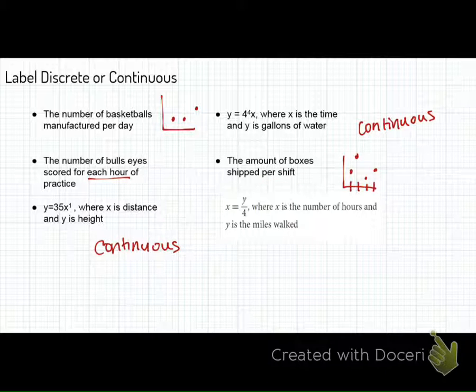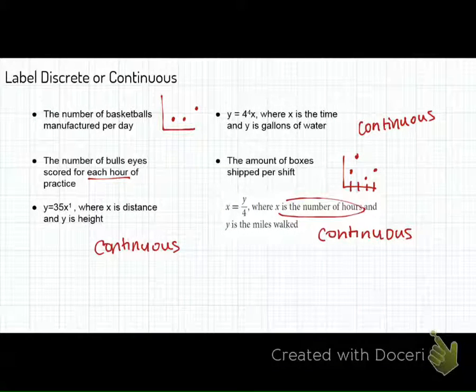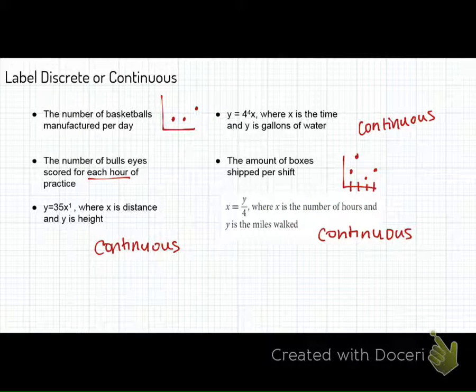Okay, last one. x is equal to y over 4, where x is the number of hours and y is the miles walked. This one is actually going to be continuous, okay? Because we have an x and a y. When x changes, y changes. We could take little increments of it, right? Even though we're talking about the number, we could take half hours, right? Alright, so we'll practice those as we go, continuing on here.